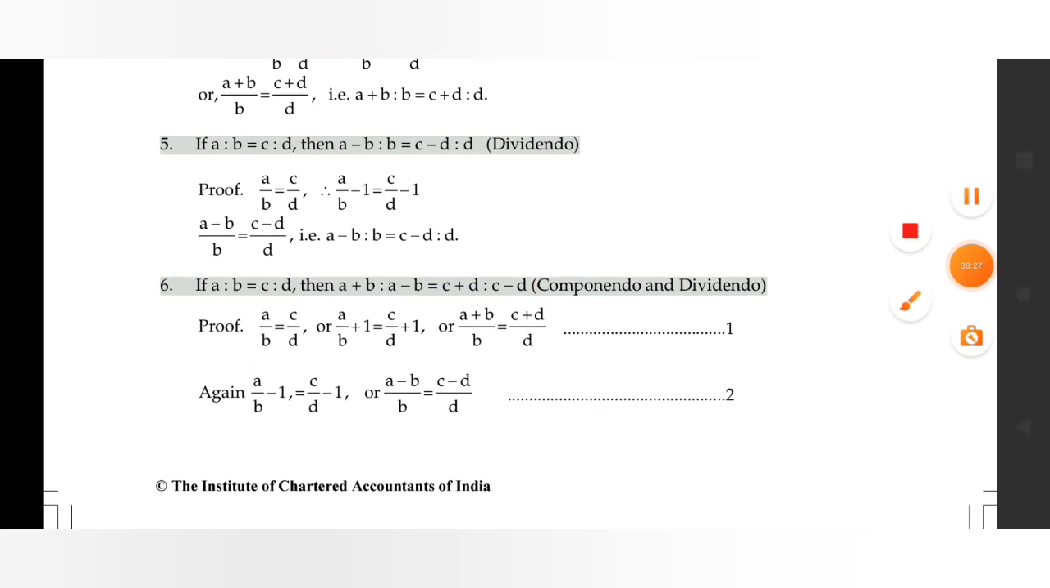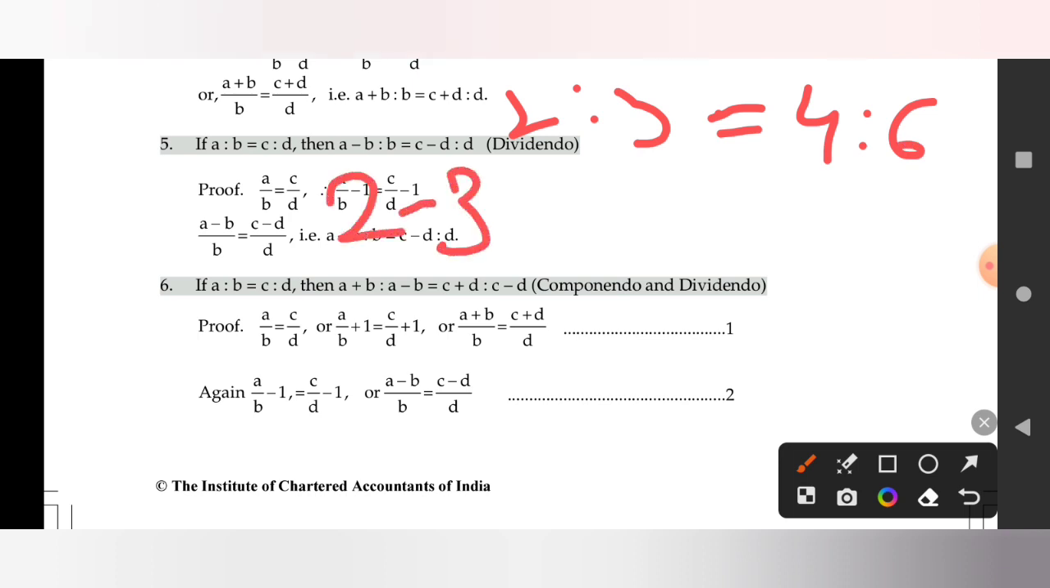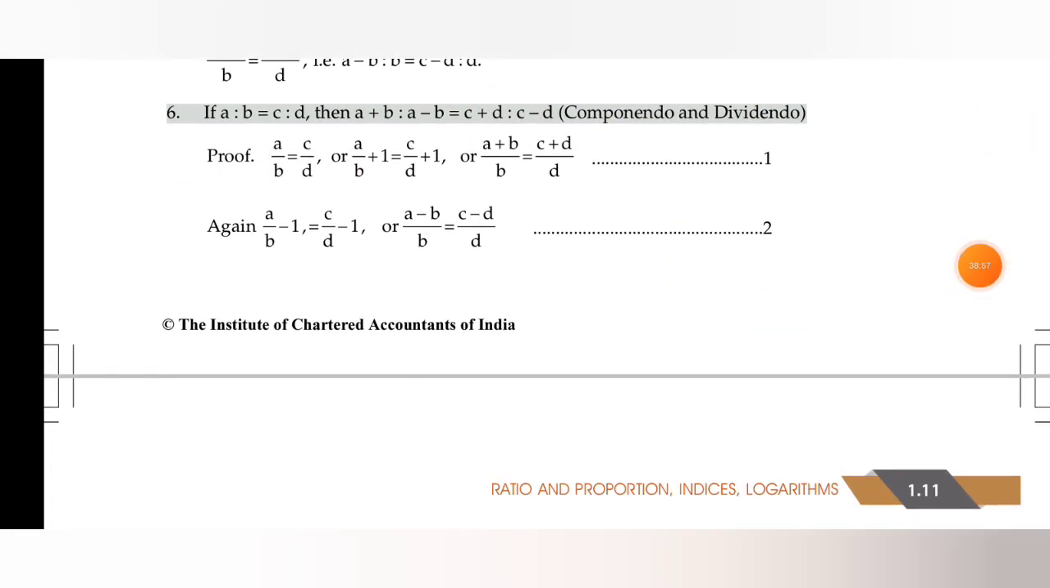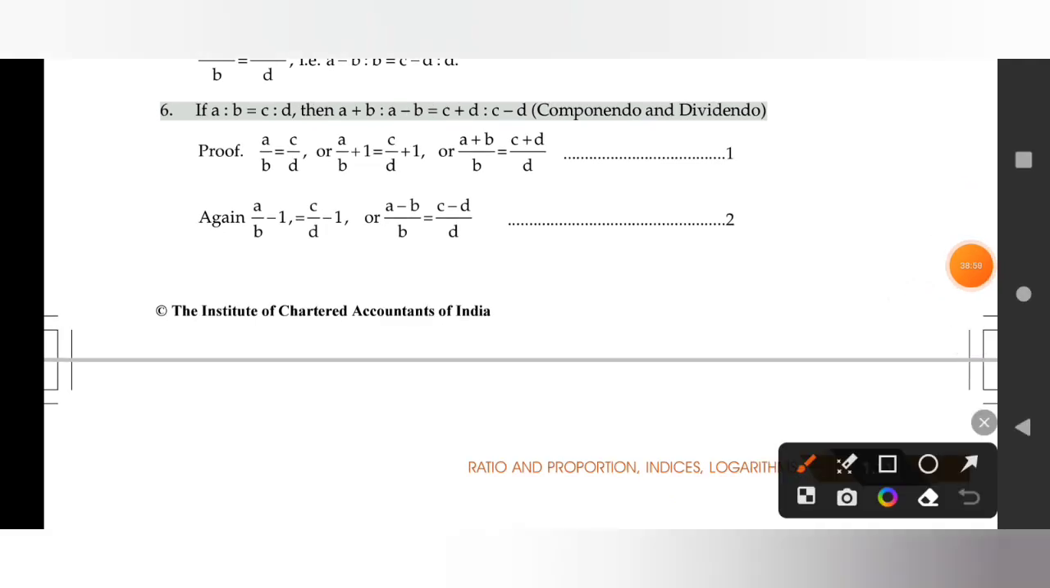What is dividendo? Again minus 1 on both sides. Let's check with the help of an example. Same example. So 2 minus 3 is to 3, 4 minus 6 is to 6. So minus 1 is to 3, minus 2 is to 6. So same ratio. So let's prove componendo and dividendo. So what is this?